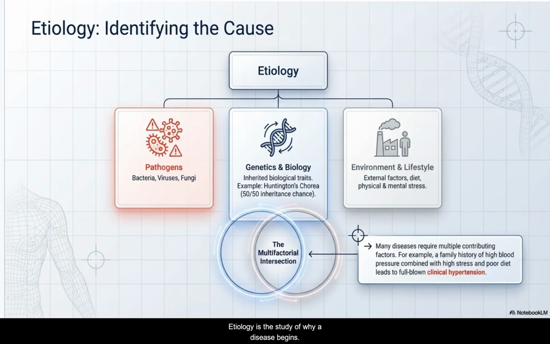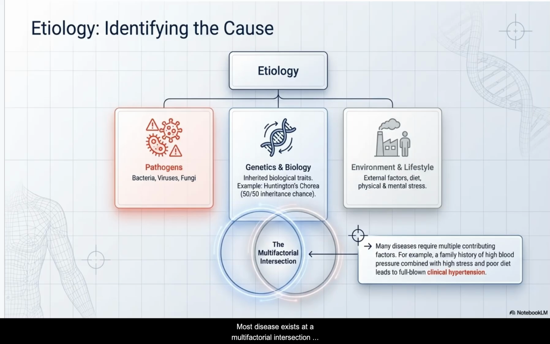Etiology is the study of why a disease begins. So we talked about the how and the what, and etiology is the why. The causes generally fall into three categories. For example, you have pathogens like bacteria or viruses, genetics such as the 50-50 inheritance chance of Huntington's disease, and the environmental or lifestyle like stress and diet. So these are the three causes of disease.